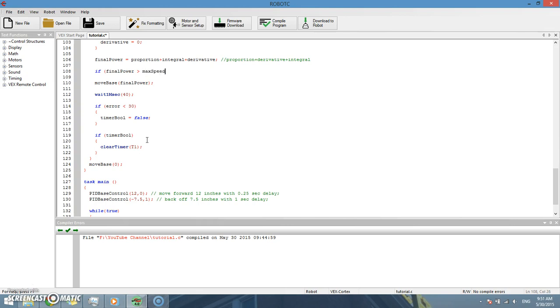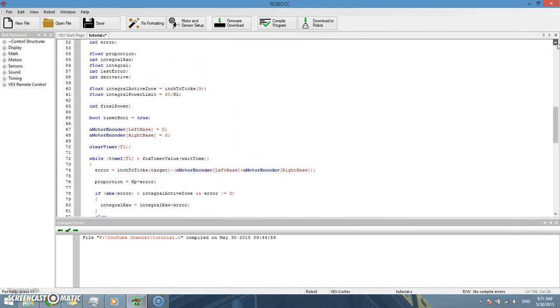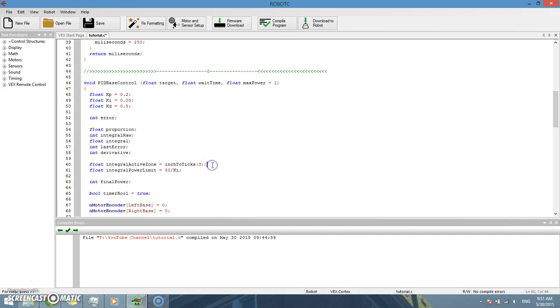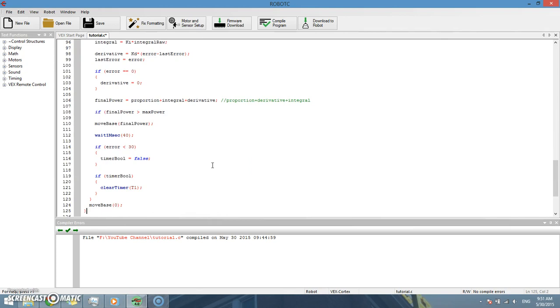Max speed. Actually, max power. Did I say max power? I never remember what I put in as a parameter. Alright, max power, that's right. If the final power is greater than max power, multiply by 127, because you are talking about a percentage rather than just a value.